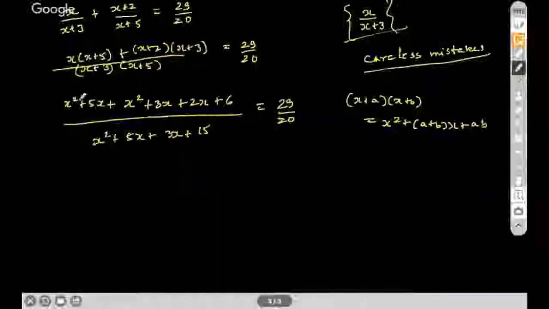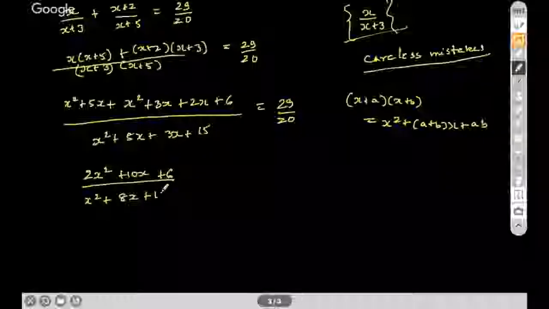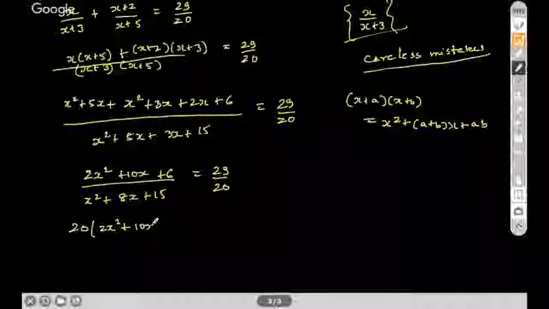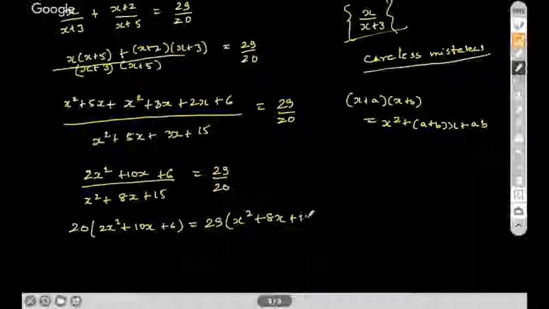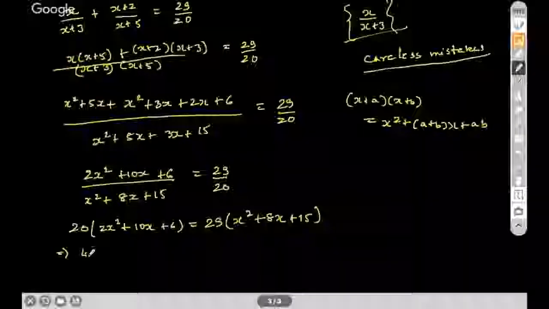Now simplify. x square plus x square is 2x square, and 5x plus 3x plus 2x is plus 10x, and then it is 6, and in the denominator it is x squared plus 8x plus 15 equals 29 upon 20. Now is the time to do cross multiplication. So it is 20 times 2x square plus 10x plus 6. I hope I am not making any mistake. And 29 times x square plus 8x plus 15. Exactly, this will be the scenario when you will be writing the exam. So let us now calculate. It is nothing but 40x square.